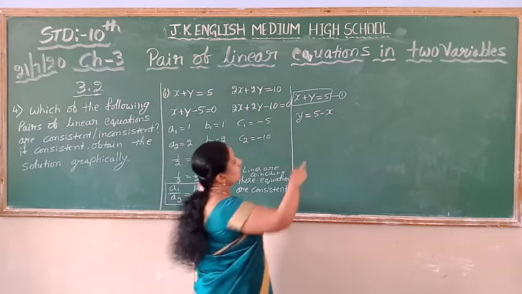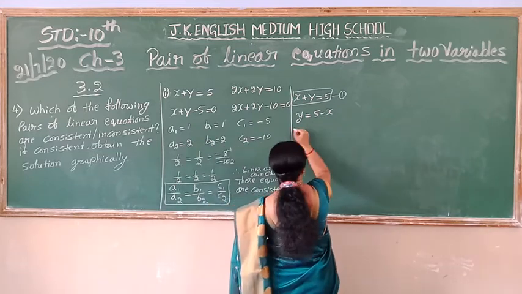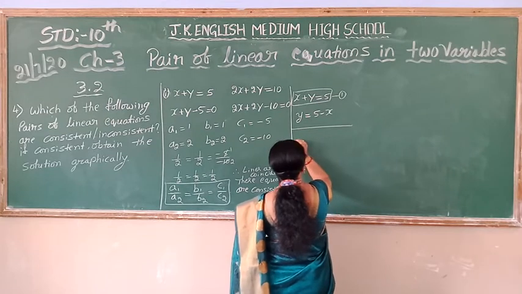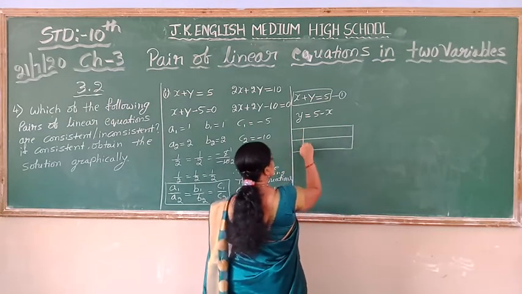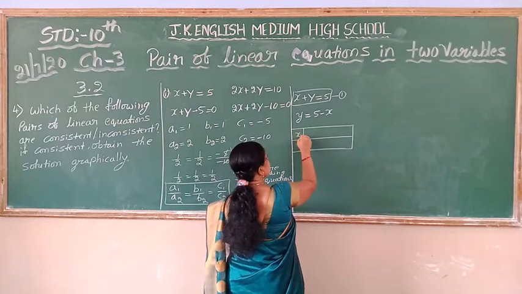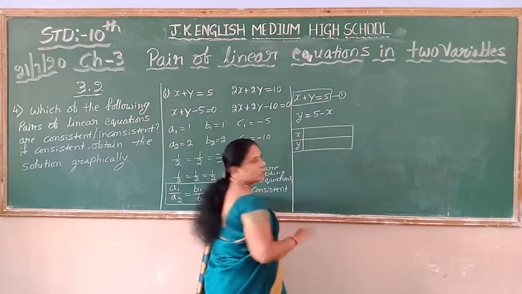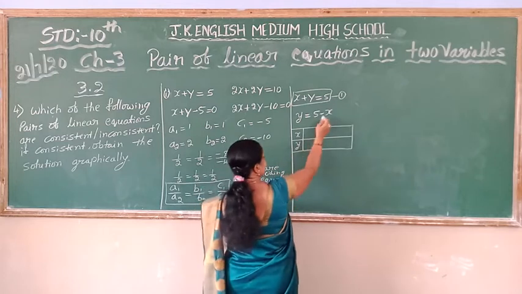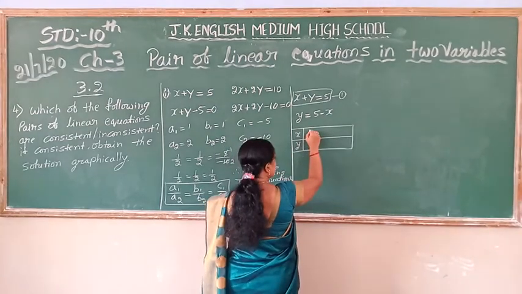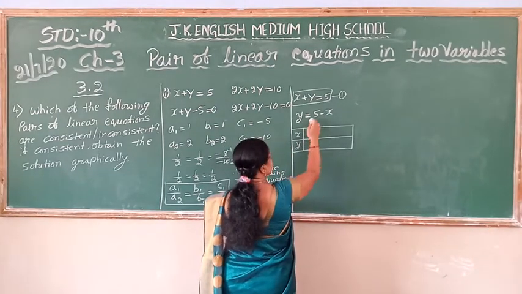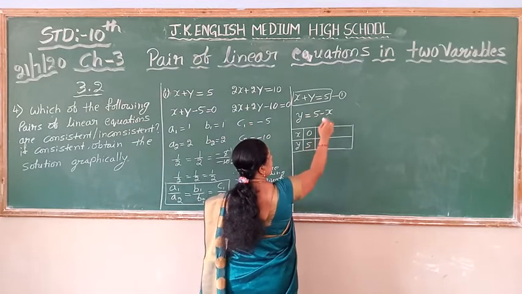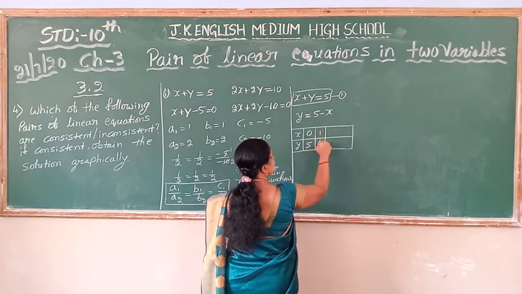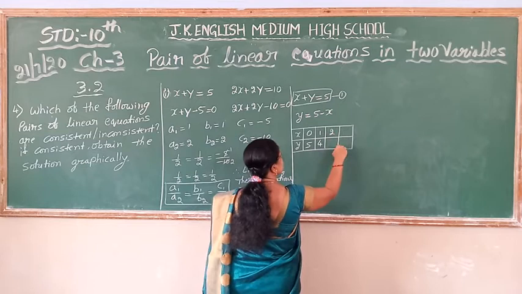Now I convert it in the form of y, then I prepare the column for x and y values. If I give x as 0, then y value is 5. If I give 1, y value is 5 minus 1, which is 4. If you give 2, then it becomes 3.